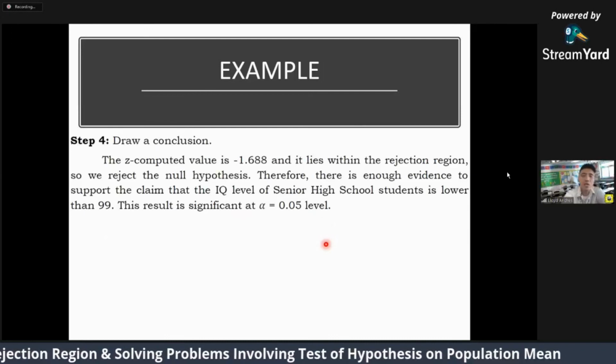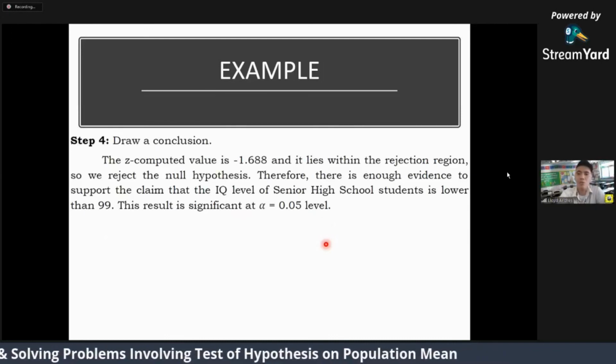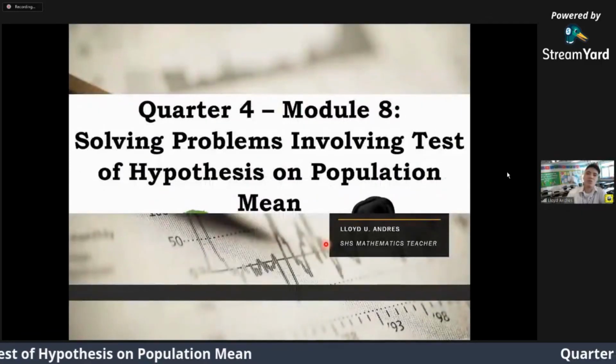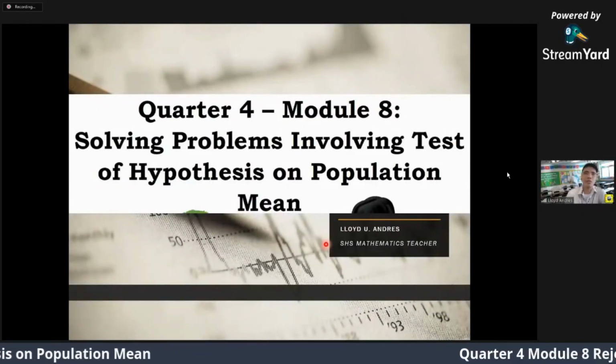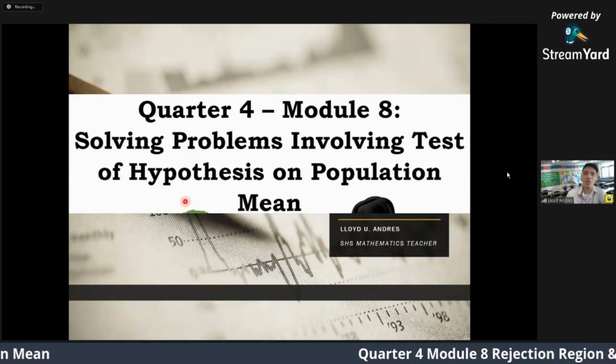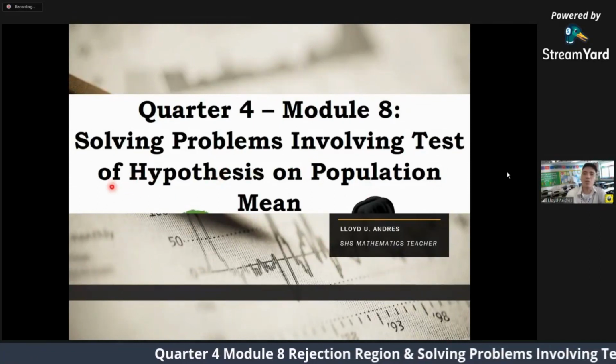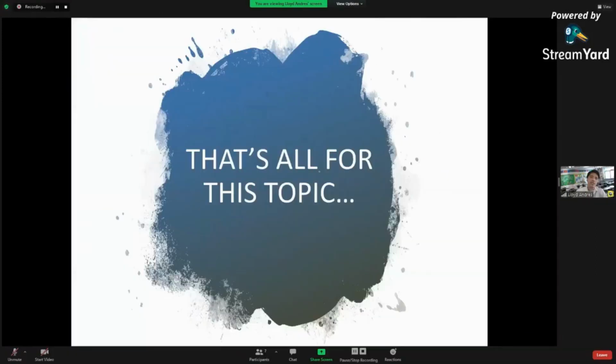So that's how to test hypothesis involving population mean. So, we're done with solving problems involving test of hypothesis on population mean. Thank you and see you next session.